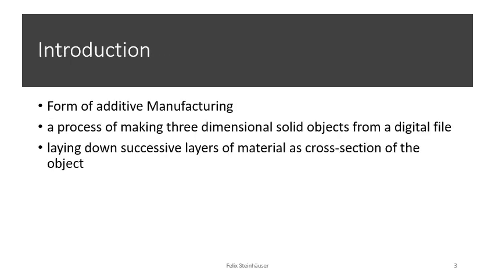3D printing is a form of additive manufacturing, so you add material instead of subtracting like in a milling process. You create a three-dimensional solid object from a digital file like a CAD file. It works like this: the printer lays down successive layers of a cross-section of an object and builds it this way up.